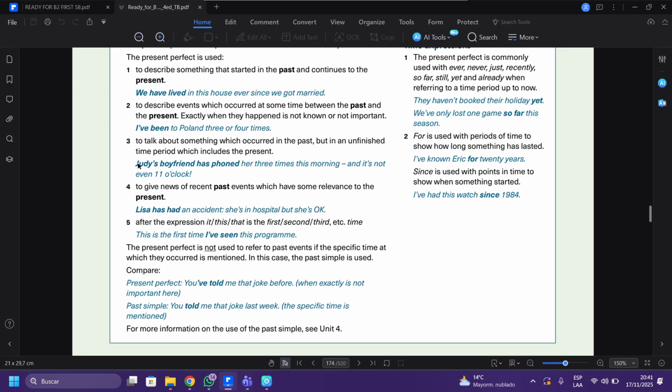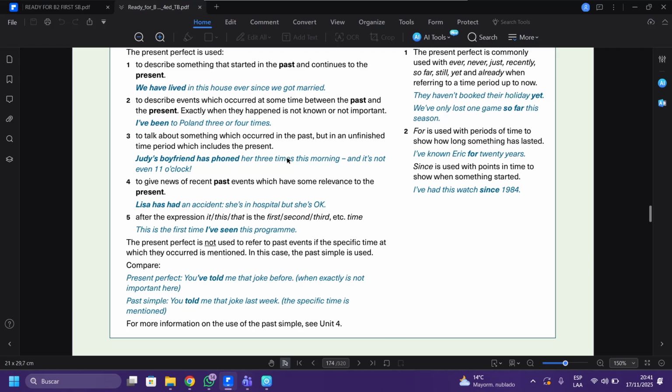The next one: to describe events which occurred at some time between the past and the present. Exactly when they happened is not known or not important. For example, I have been to Poland 3 or 4 times. It is not exact, it is not accurate.